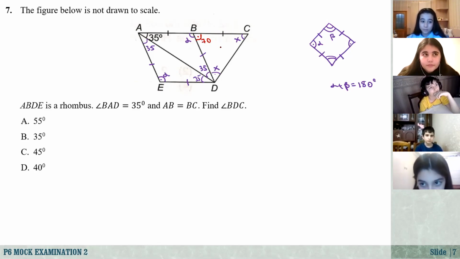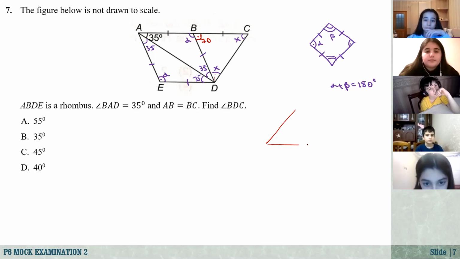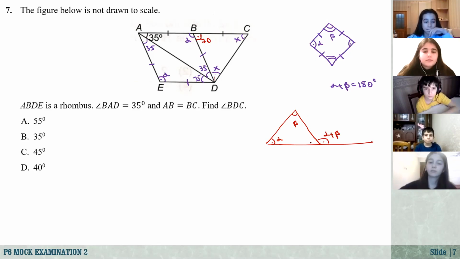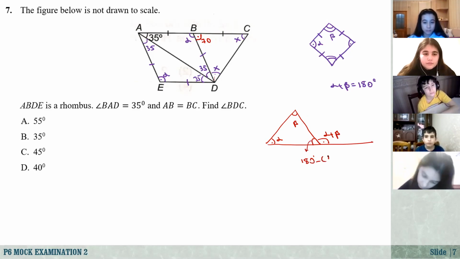You know why? Because look at triangle ADB. Let me draw this. If this angle is alpha, this angle is beta, then this exterior angle is alpha plus beta, right? Why? Because this angle is 180 minus alpha plus beta. Anyway, from here it's equal to 70 because this angle is 35.